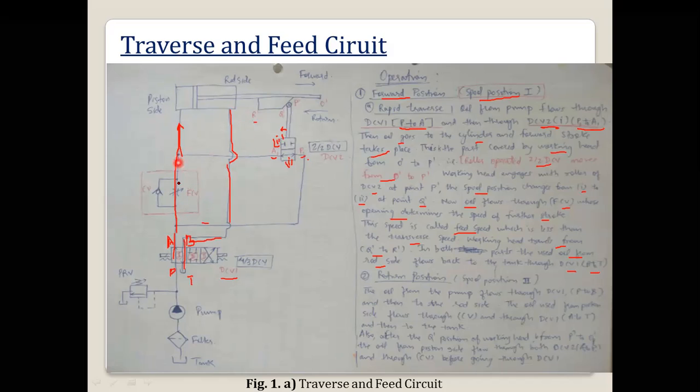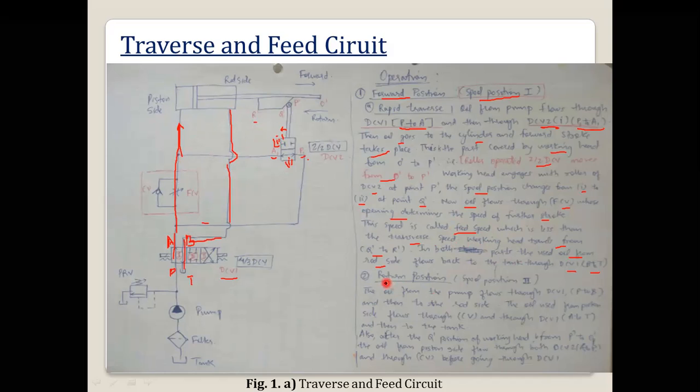And one more thing is that in the slow speed, the pressure will be high. Initially, say there is a workpiece and we have to drill that workpiece. So the drill will come very fast. Then after that, we have to make the hole in that workpiece, so that hole will be done in the slow speed. In this way we can control.